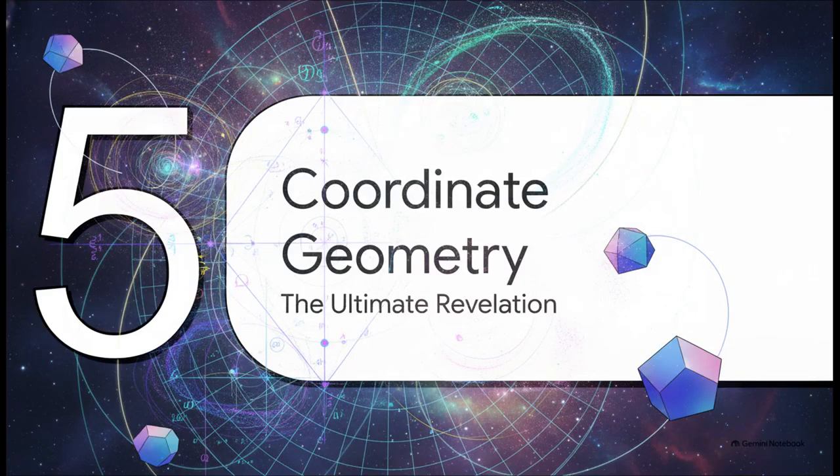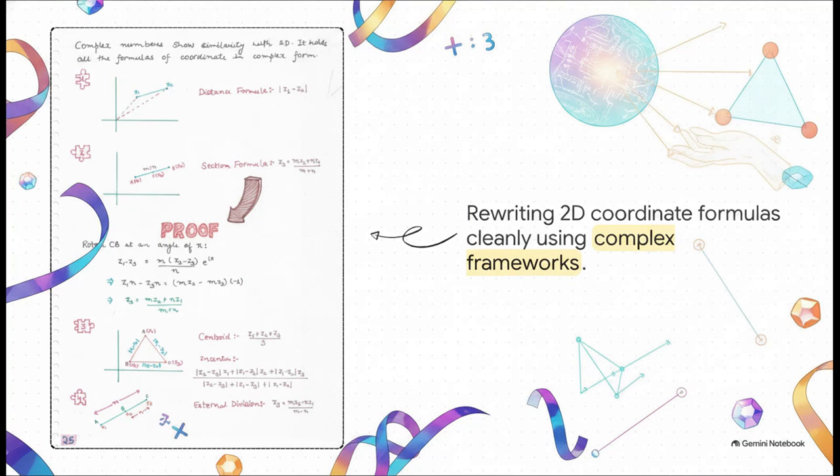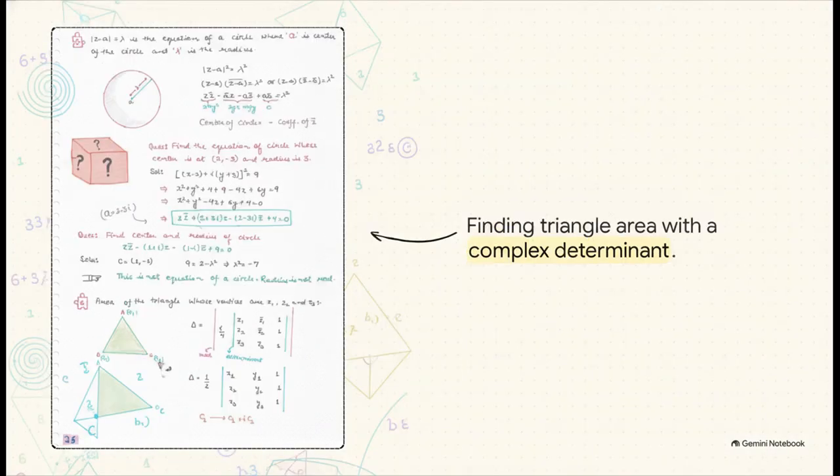Finally, part 5, complex coordinate geometry. This is the ultimate revelation that links our entire mathematical journey together. What all this proves is that you don't even need x and y grids anymore. Every single 2D coordinate formula you probably already know, like the distance formula, section formulas for finding a point dividing a line, even finding the centroid of a triangle, literally all of them can be written entirely and honestly a lot more elegantly using complex numbers Z1, Z2, and Z3. The core logic is completely identical, but the notation is just incredibly clean and totally contained within this complex framework. It even extends to massive calculations, like finding the area of a triangle.